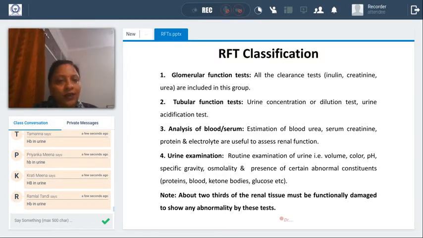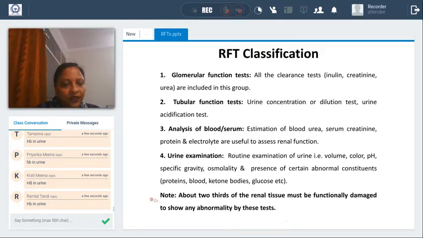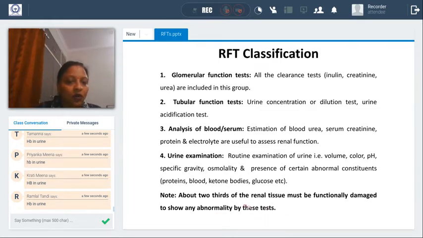It includes physical, biochemical, and microscopical examinations, like volume, color, pH, specific gravity, osmolarity, and presence of certain abnormal constituents like protein, blood, ketone bodies, glucose, etc. You have also performed all these tests in the practical classes. This is the important fact that about 2/3 of the renal tissue must be functionally damaged to show any abnormalities by these tests. So remember, 2/3 of the renal tissue must be functionally damaged to show any abnormality by these tests.